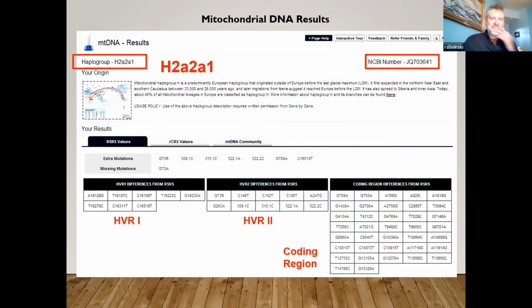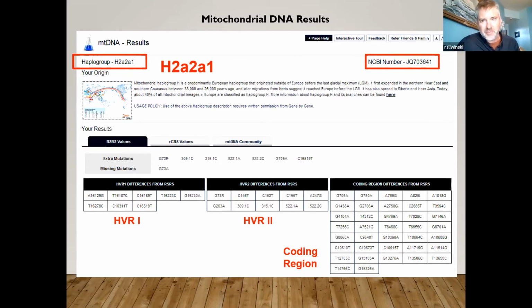I belong to the maternal genetic group H2A2A1. And that is part of a group. H2A originated in Central Asia and settled down into the Middle East and branched out from the Middle East into Eastern Europe and Western Europe. And a big portion of H2A2 settled in Northwestern Europe.